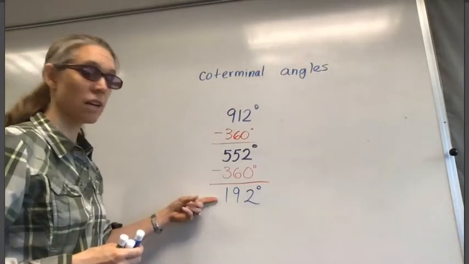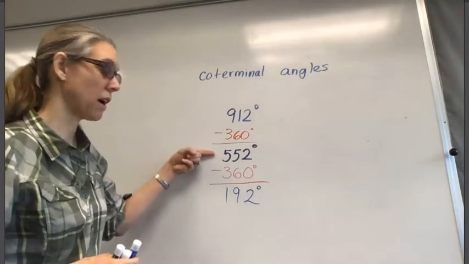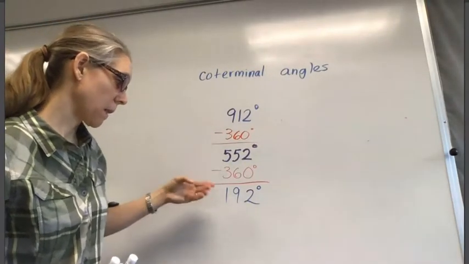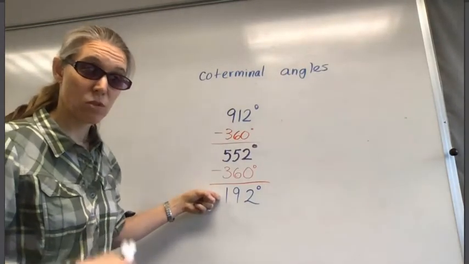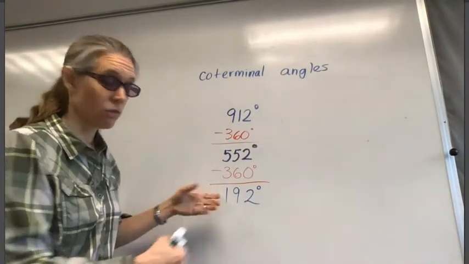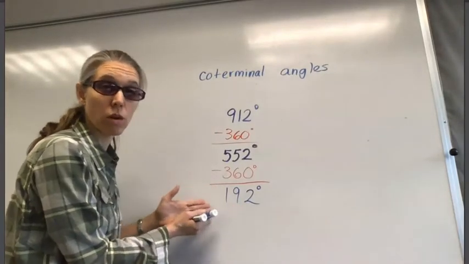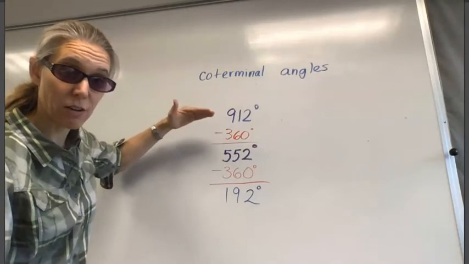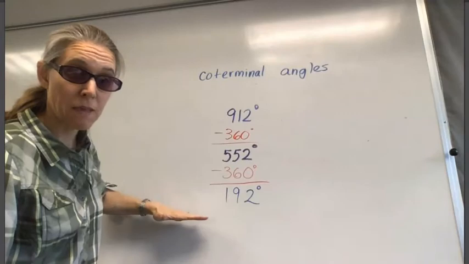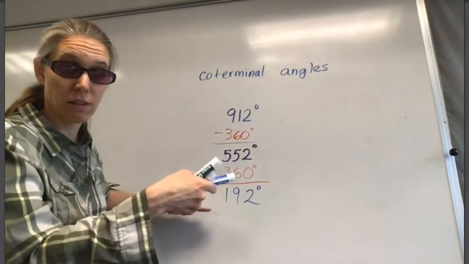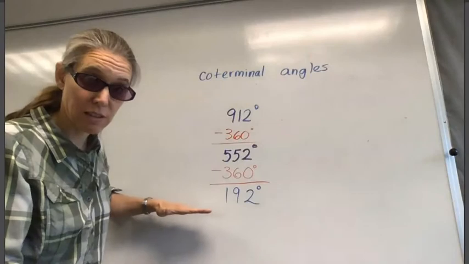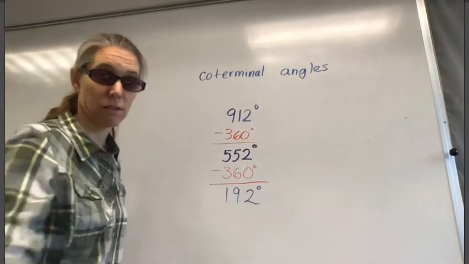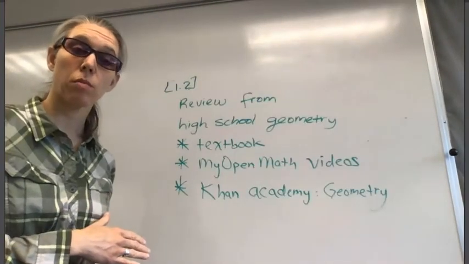Okay, 192 degrees is coterminal with 552 degrees, which is coterminal with 912 degrees. 192 degrees is between 0 and 360 degrees, so this would be the angle that we would want to work with. So if the directions say find an angle coterminal with the given angle between 0 and 360, then you want to add multiples of 360 or subtract multiples of 360 till you bring your number between 0 and 360 degrees.